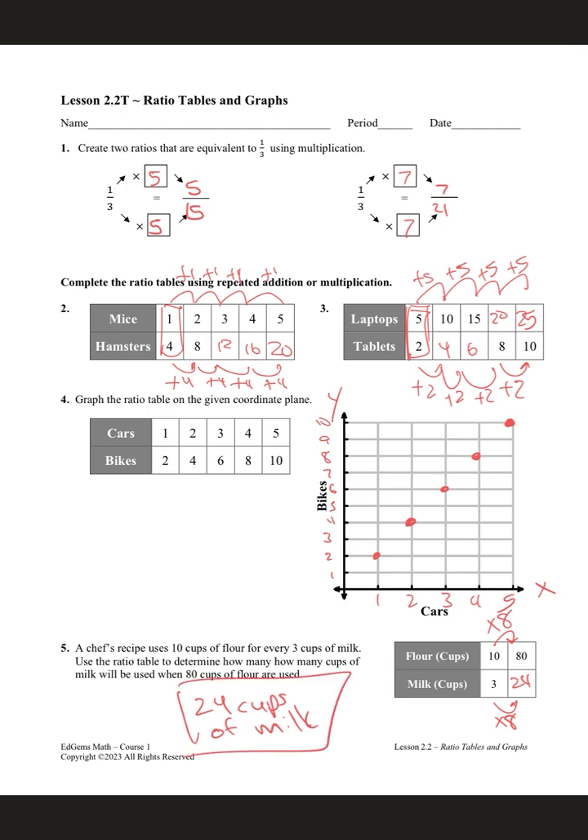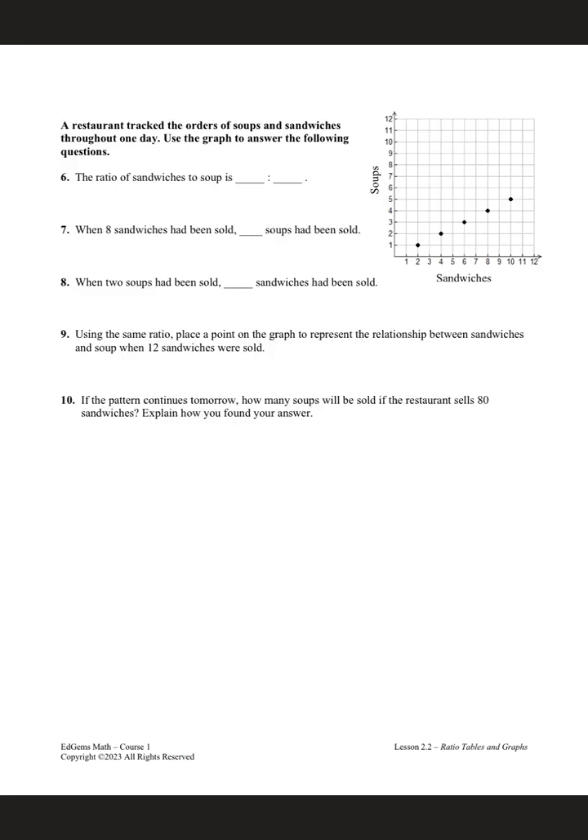All right, on to the next page. So here we are on the back page. For these problems, it says a restaurant tracked the orders of soups and sandwiches throughout one day. Use the graph to answer the following questions. For number 6, it says the ratio of sandwiches to soup is blank, colon, blank.